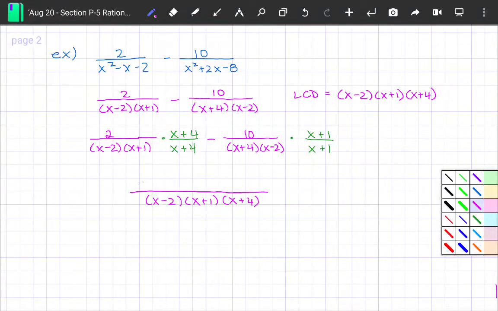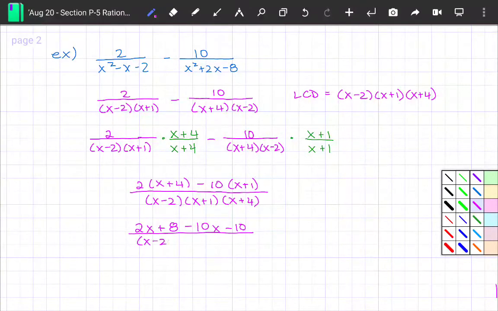My numerator in the first fraction was 2 times x plus 4, and the second one was minus 10 times x plus 1. And then I can just simplify that numerator. Distribute the 2, distribute the 10, and combine like terms in the numerator. So that combines to a negative 8x minus 2 over x minus 2, x plus 1, x plus 4.